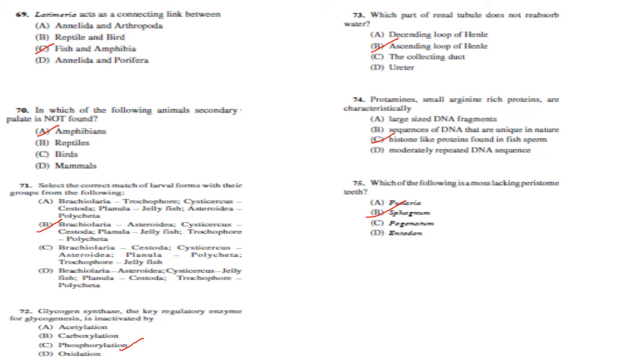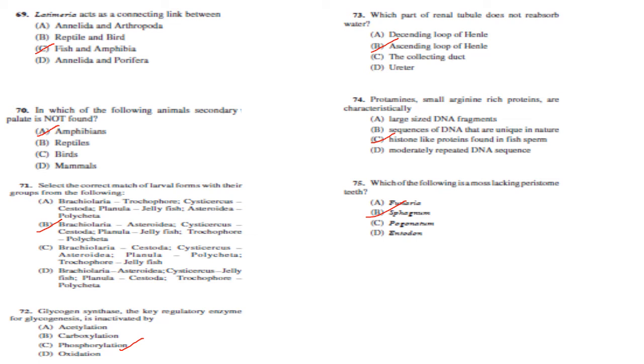Then select the correct match of the larval form with their groups from the following. So here the answer is Brachiolaria, it is Asteroidea. Cysticercus is Cestoda, Planula is jellyfish, and Trochophore is Polychaeta. Answer is option B. Then glycogen synthase, the key regulatory enzyme for glycogenesis, is inactivated by phosphorylation. If you dephosphorylate it, it is in the active form. So answer here is option C, that is phosphorylation.